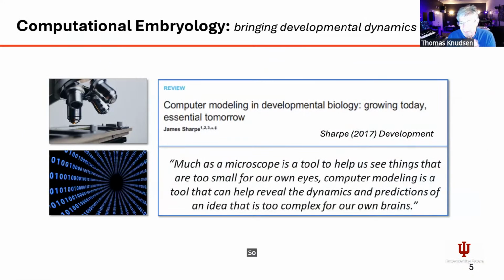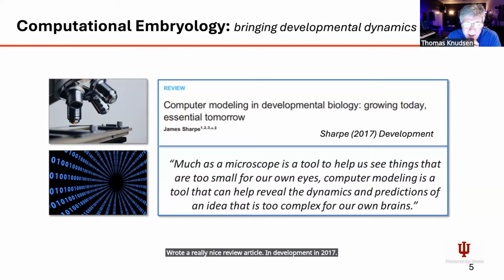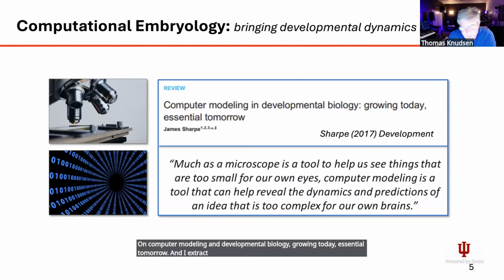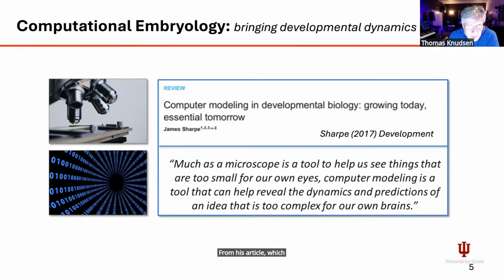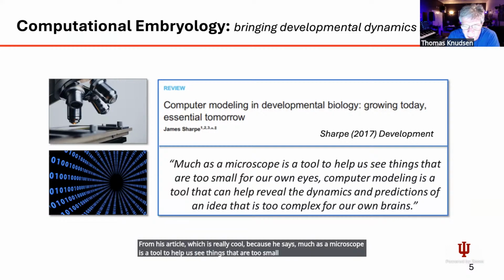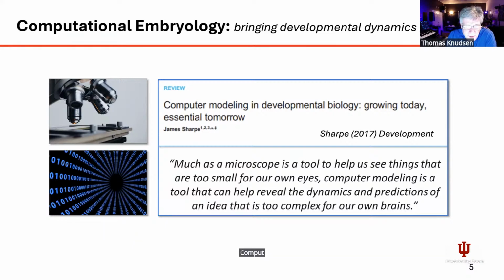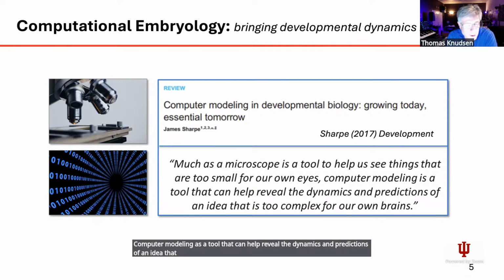So James Sharp, who is a well-known embryologist, wrote a really nice review article in Development in 2017 on computer modeling in developmental biology, growing today, essential tomorrow. And I extracted this quote from his article, which is really cool, because he says, much as a microscope is a tool to help us see things that are too small for our own eyes, computer modeling is a tool that can help reveal the dynamics and predictions of an idea that is too complex for our own brains.